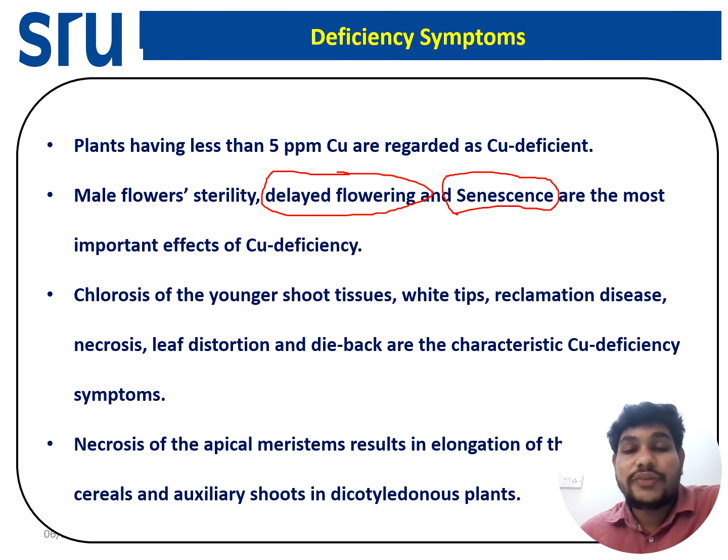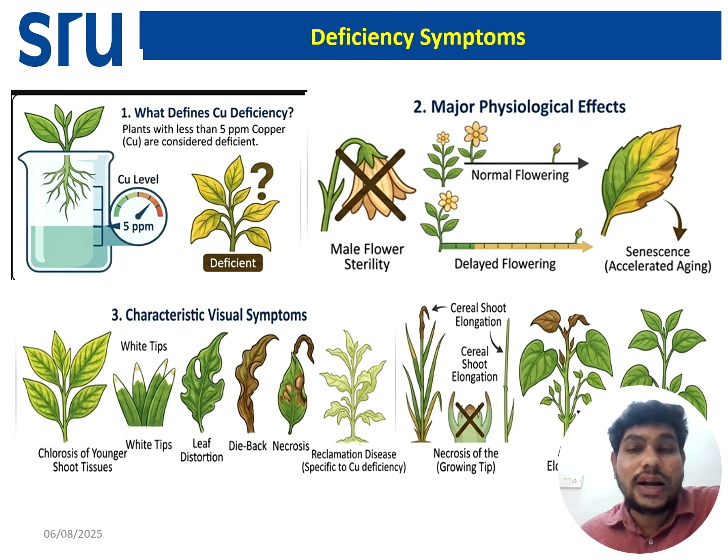Then the visible symptoms are chlorosis of young leaves because it is an immobile element. Then white tip, then reclamation disease. Reclamation disease is nothing but the plant turning completely white in color, so that's why it's called reclamation disease. Followed by necrosis, leaf distortion, and dieback. These are some visible symptoms we'll see in a plant.